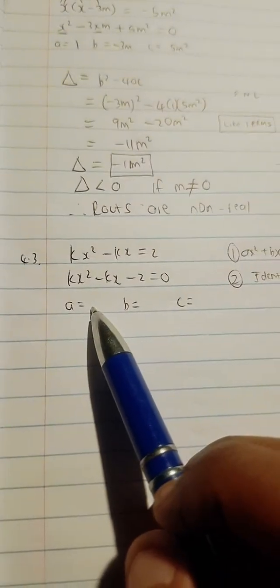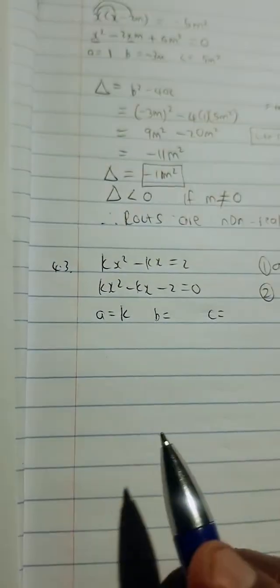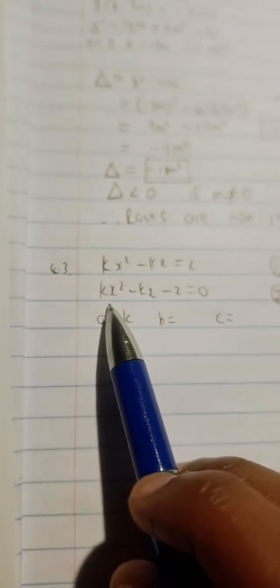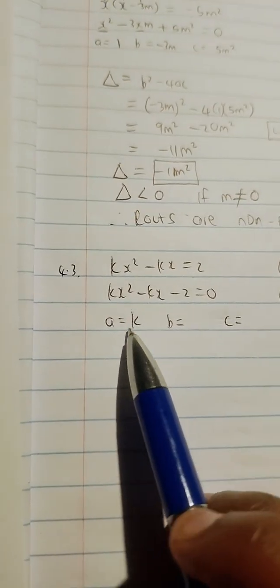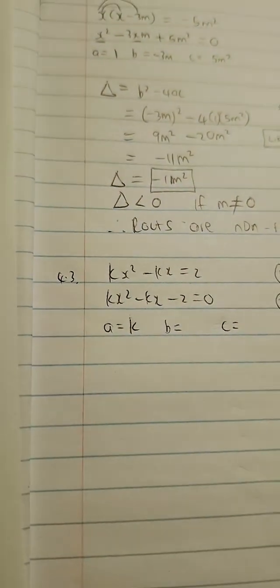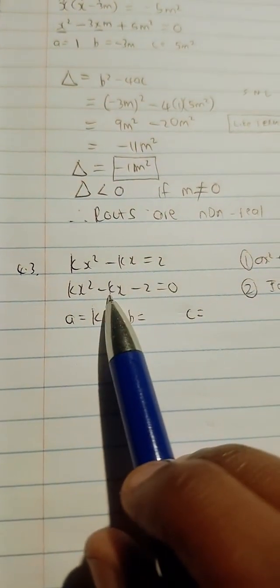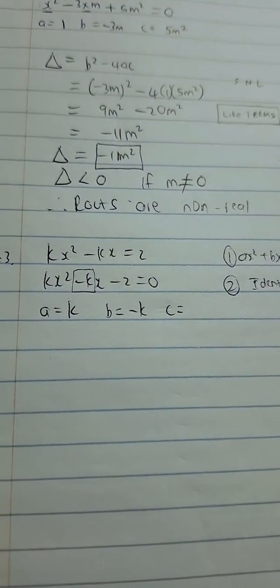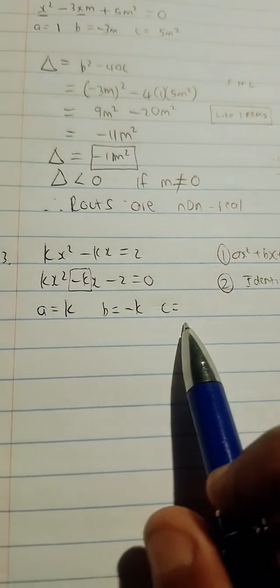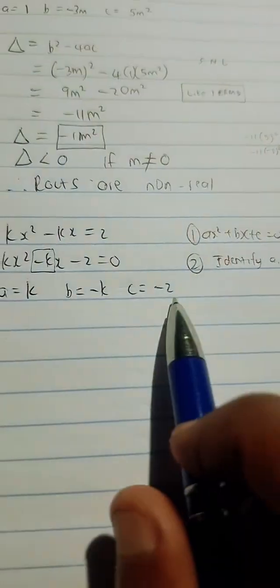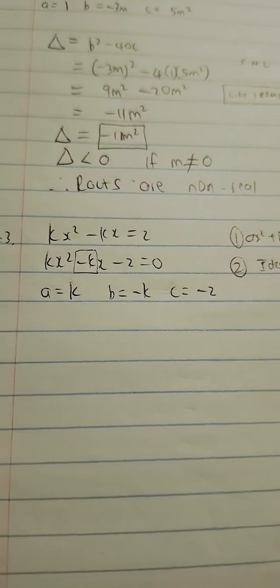So for a, you guys are 100% correct. It's k. 1k of course, but remember that even if we don't write the 1, it is there. b is negative k. Please guys, negative k, supporting cast stuff. c is negative 2. It has no k, so it's negative 2, the numerical value on its own. Now we are ready.